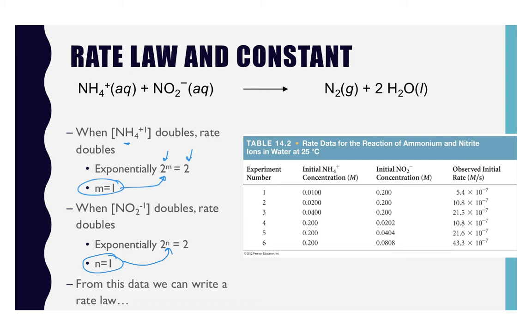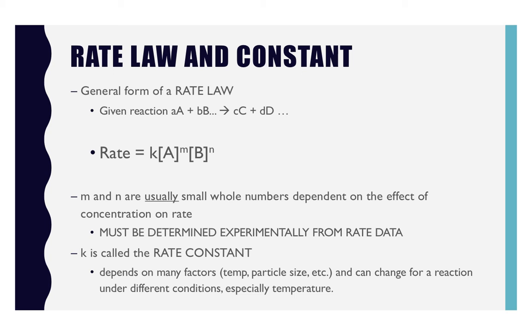Okay. From this data, we can then write what's known as a rate law. So the general form of a rate law, given a reaction where we have a substance A with a coefficient and a substance B with a coefficient, is that the rate is some constant times the concentration of substance A to whatever you determine is the m power, times the concentration of substance B to whatever you determine is the n power. Okay, notice only the reactants are involved in this rate law. So m and n are usually small whole numbers, dependent upon the effect of concentration on rate.